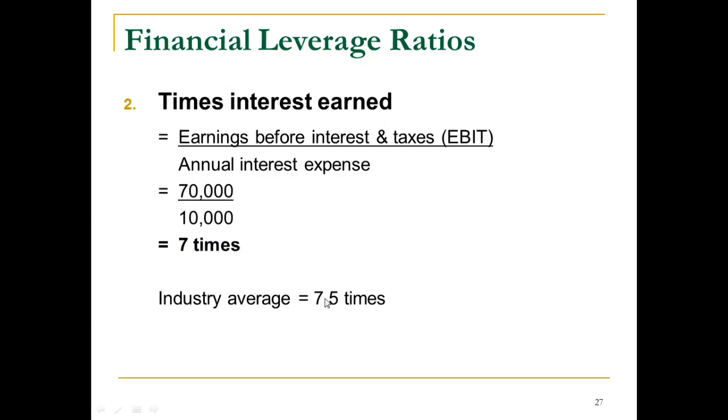So the industry average is 7.5 times, which means that the industry has a higher earning before interest and tax, or lower annual interest expenses.